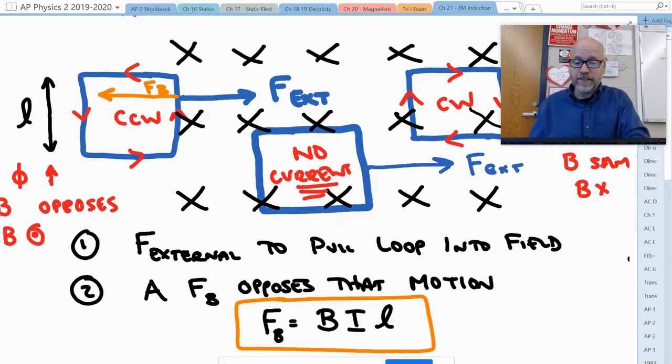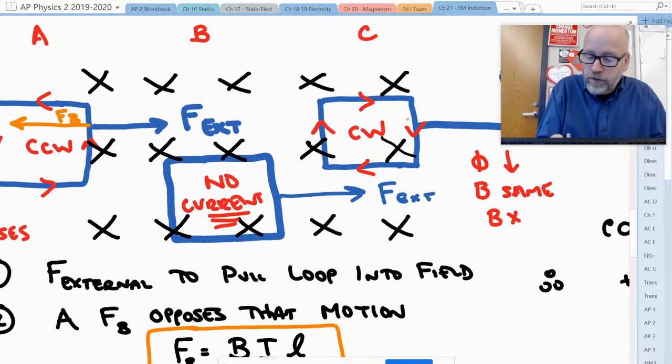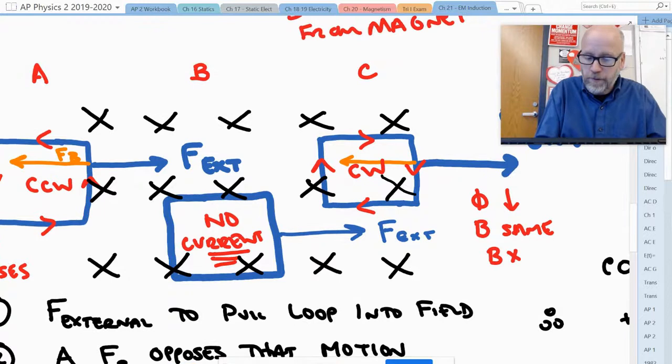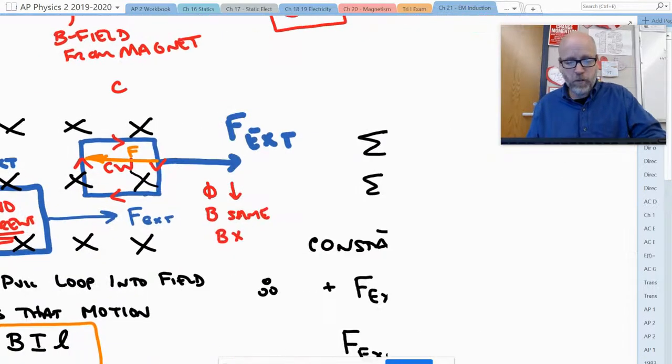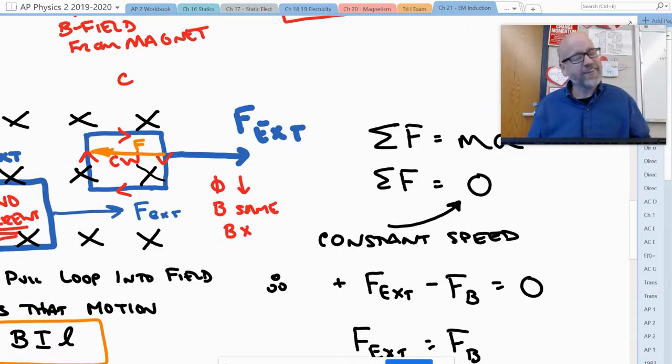And then lastly, the force is again going to act opposite the external force. So it's going to be acting back against the motion. Now, therefore, we can do a little sum of the forces here. I gotta love it. The sum of the forces causes the mass to accelerate, except when it don't, except when it's traveling at a constant speed.